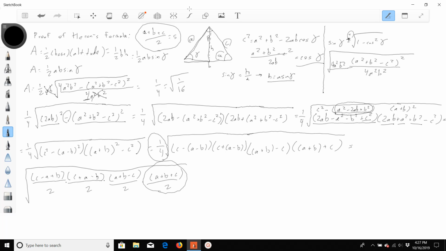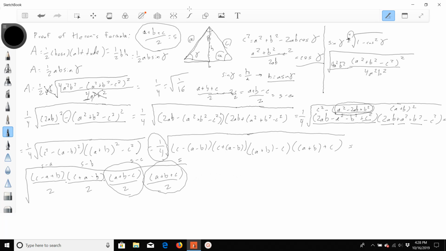Now, let's subtract c from the semiperimeter. In other words, a plus b plus c over 2 minus c. Now, minus c is really minus 2c over 2. I can make those over one denominator. So in other words, I get a plus b minus c all over 2 is equal to s minus c. So this is s. This is s minus c. This is s minus b. And this is s minus a.